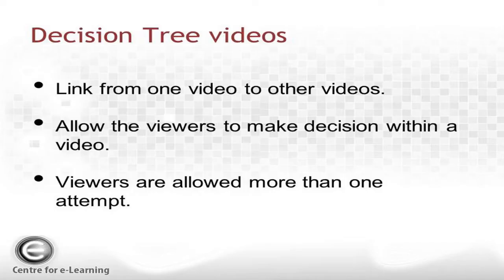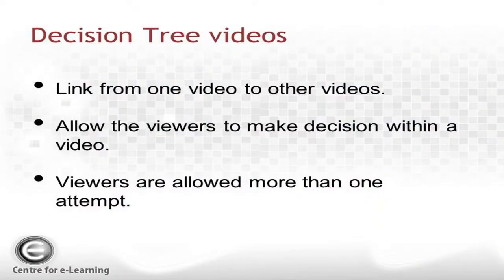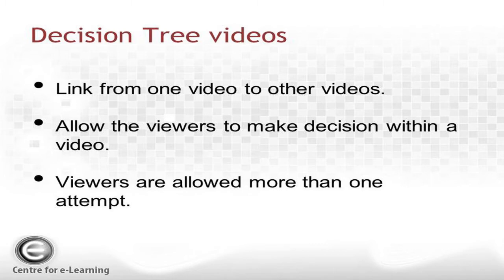Okay, so what are decision tree videos? Like we have been saying, interactive videos. So what do you mean by interactive? We call it decision tree in YouTube. It links from one video to more videos. Instead of putting it in one long linear video, we put it into segments, and then it links from one to another, and it allows the users to make decisions in the video. So the video won't just stop there. You can make decisions about which other video you want to watch after this, and the viewers can have more than one attempt.